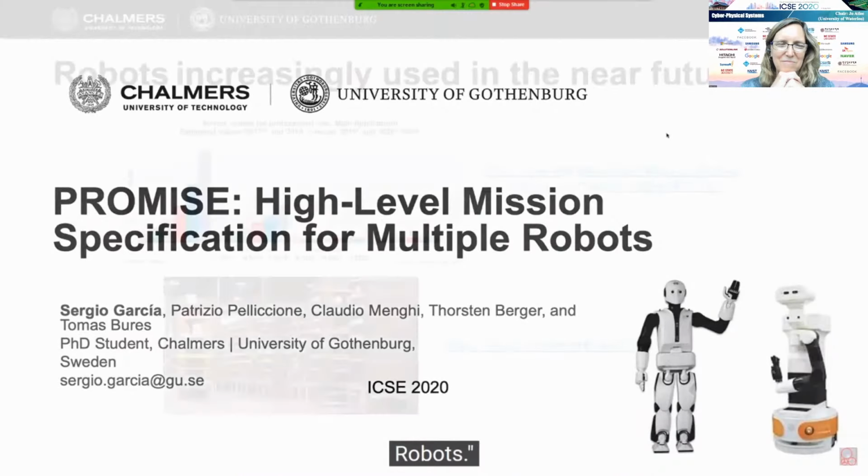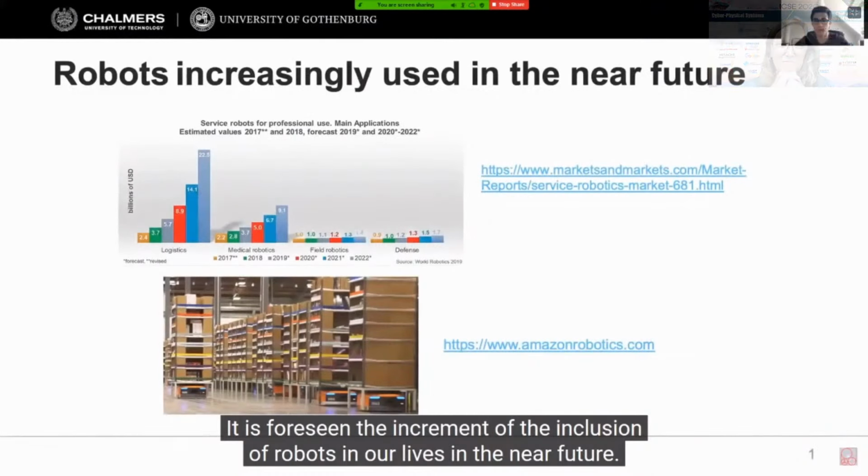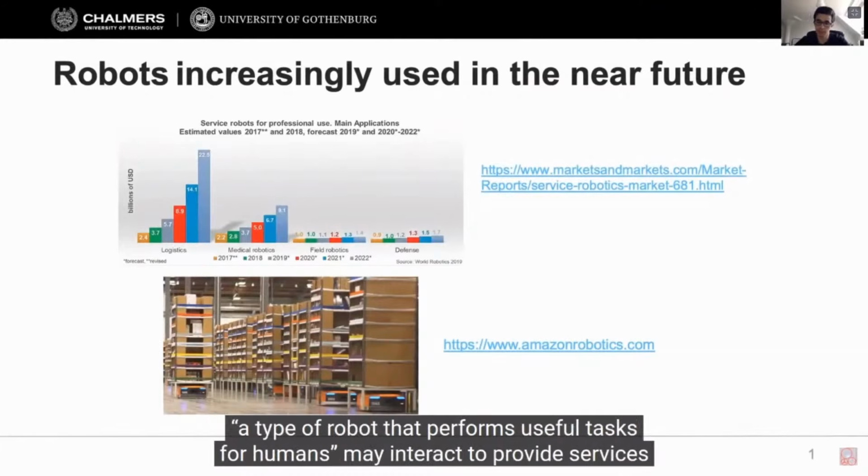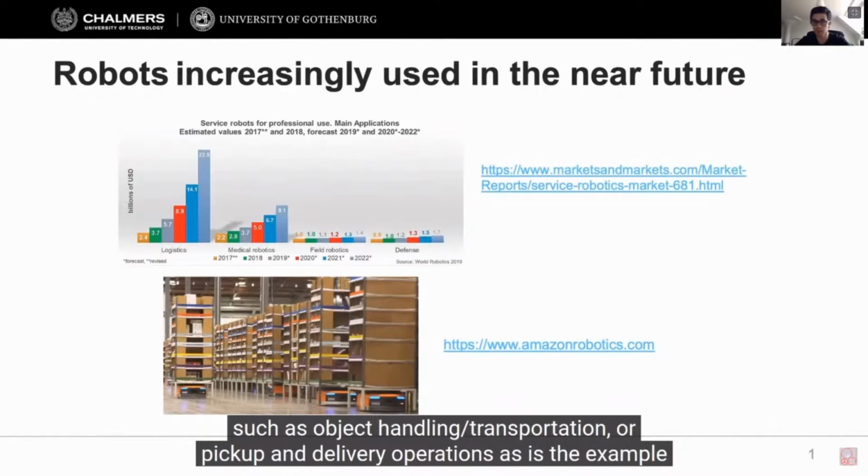It is foreseen that robots will be increasingly included in our lives in the near future. Imagine a near future environment like a hotel or a warehouse where a team of service robots, a type of robot that performs useful tasks for humans, may interact to provide services such as object handling, transportation, or pickup and delivery operations, as in the example of Amazon warehouses.